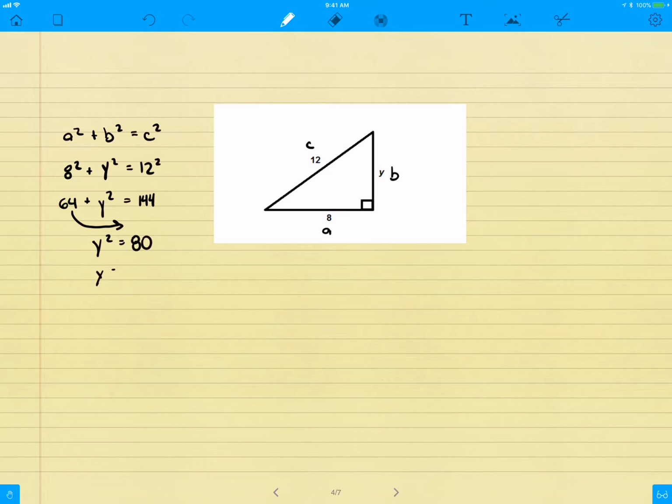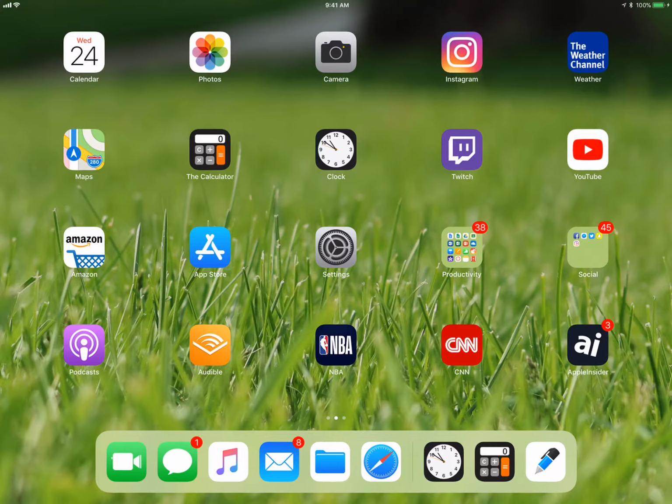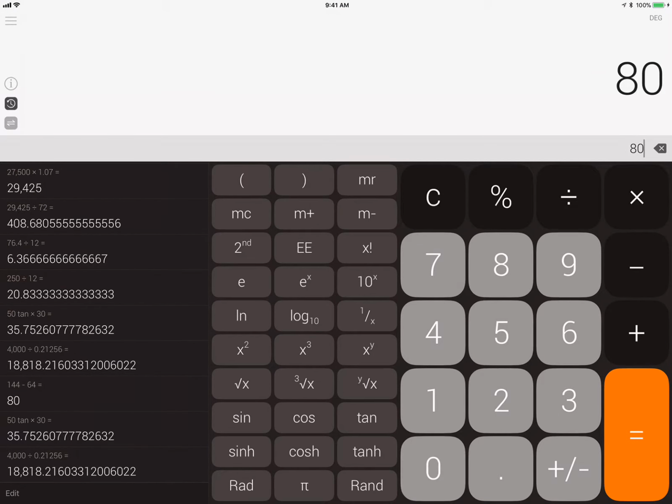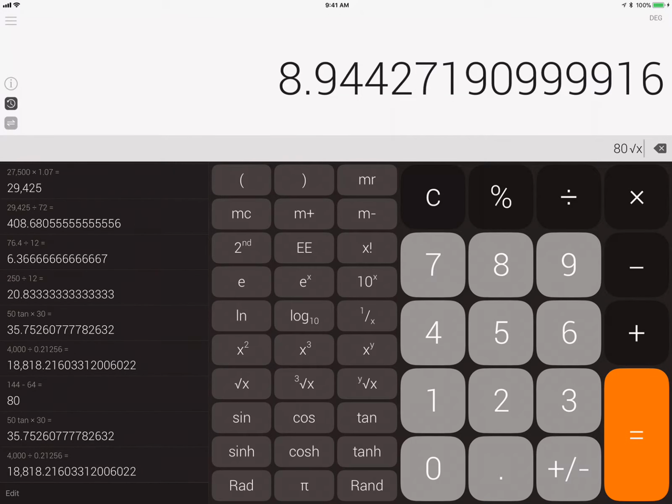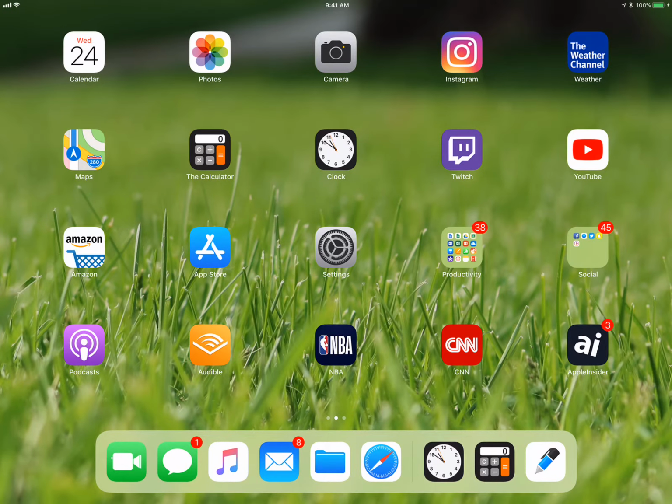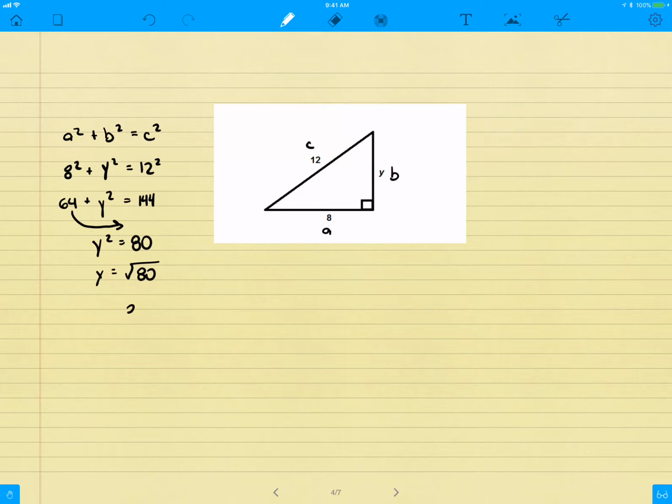And then we're going to take the square root of 80, because that's the inverse of the power of 2. The power of 2 is actually called a square, so when you take it to the other side of the equal sign, we do the square root. That's the inverse function. Going back to my calculator, I'm going to type in 80 and hit the square root key. In my case, it's right here. So it's 8.94. We want to be a little more exact. So 8.94, and that's my y distance. It's b, 8.94.